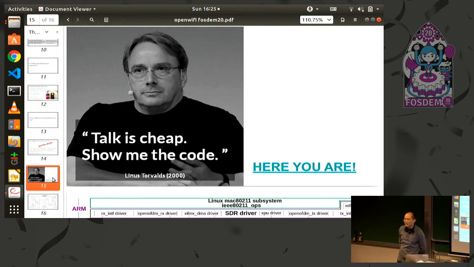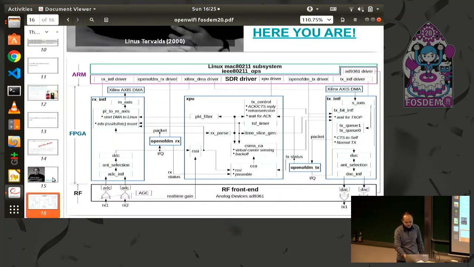A simple question. Could you please have a look at this subsystem? Once you do the virtual carrier sensing, what about when Linux asks you to send something? Where is the logic to handle it? Okay, the question is, when we do virtual carrier sensing, if a packet comes from Linux, what should we do, right? Which part of the logic?